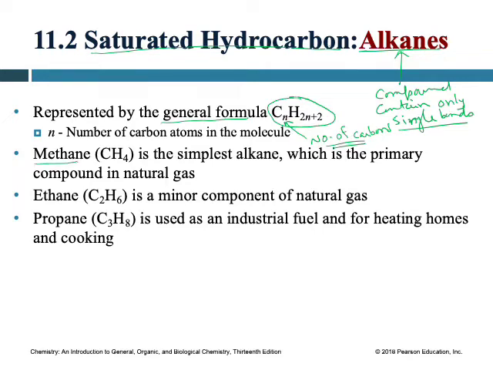Methane, CH4, is the simplest alkane, which is found in natural gas. Ethane we normally use in natural gas. Propane we use in homes, for heating homes and cooking, as well as an industrial fuel. So now let's learn how we normally name alkanes.